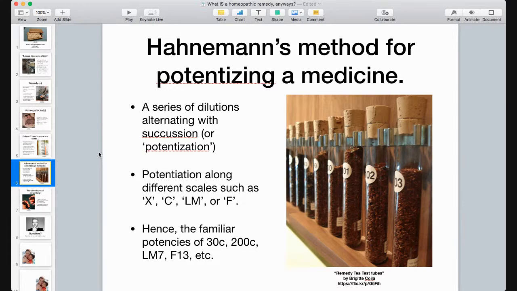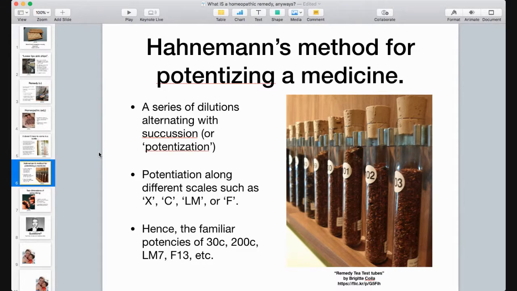So whether you do a series of 10 dilutions or 20 or 50 or 100, you have a separate test tube for each step. And first you do the dilution, which is 1 drop per a set amount of mixture drops, and then that's succussed or shaken up, and then a drop of that new test tube is now taken out and mixed into the next test tube.